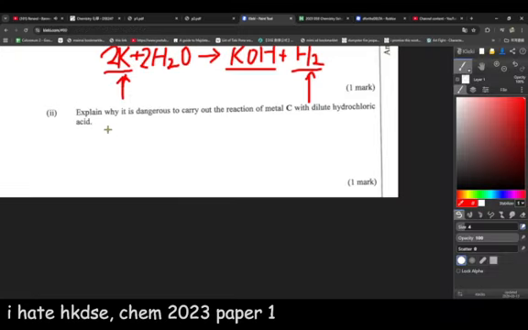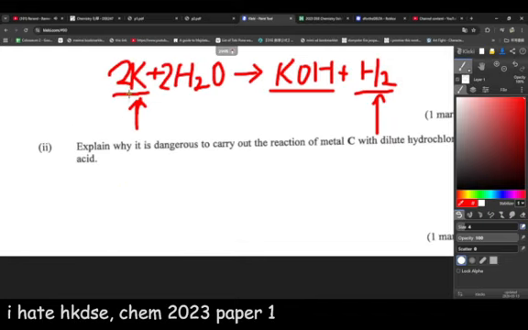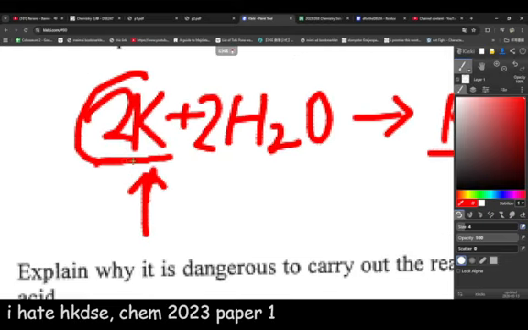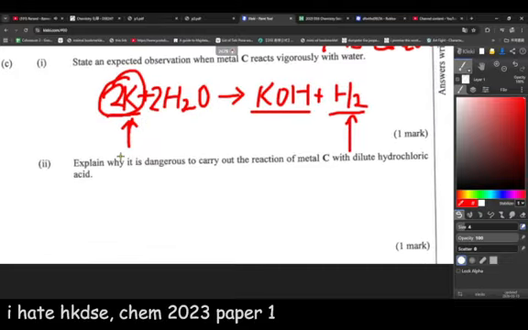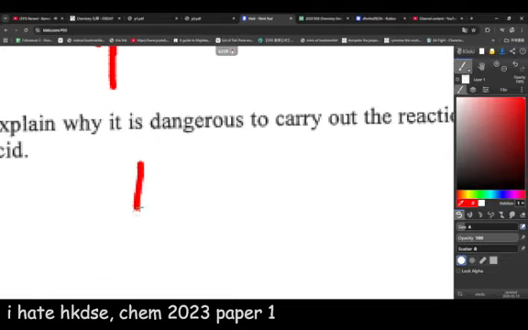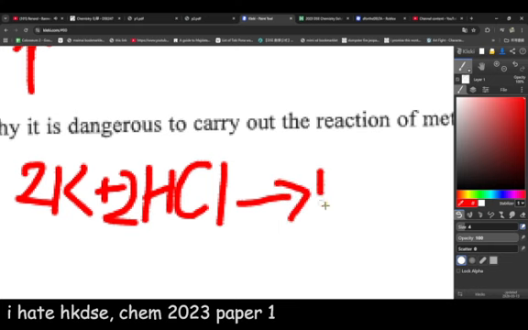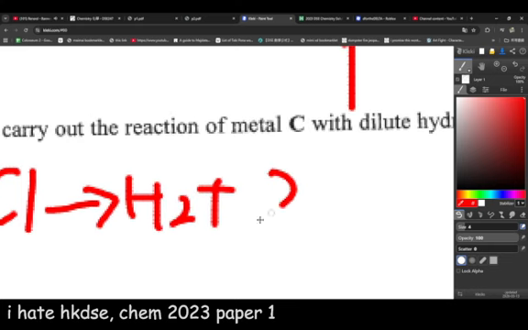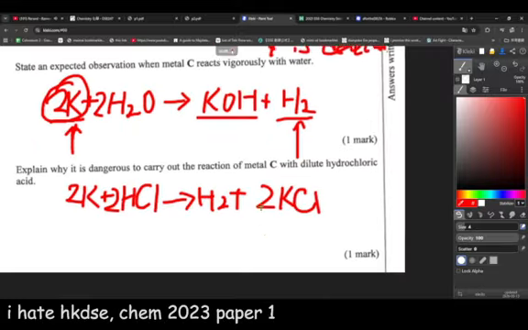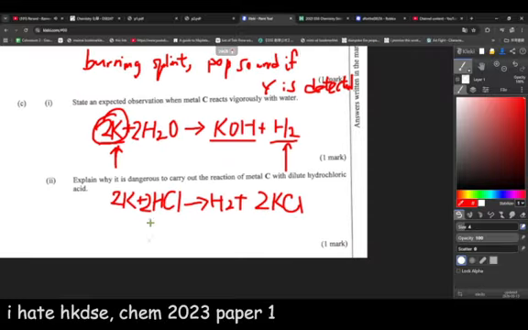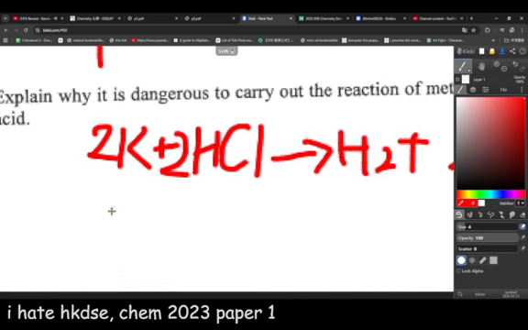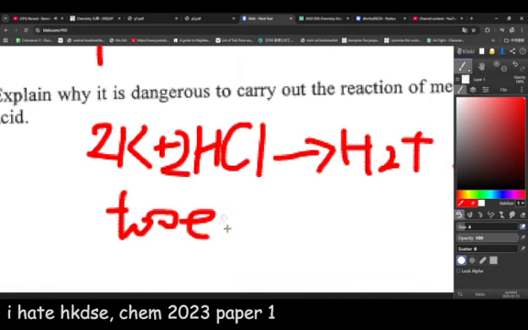Yeah. And explain why it is dangerous to carry out the reaction of metal C with dilute hydrochloric acid. Let's think here. Really strong alkali metal reacts with HCl. I wonder what's gonna happen if I put these two together. Huh. Strange. I mean, there's a reason why you don't see potassium chloride a lot. That's because it's too exothermic. That's a keyword. Too exothermic.